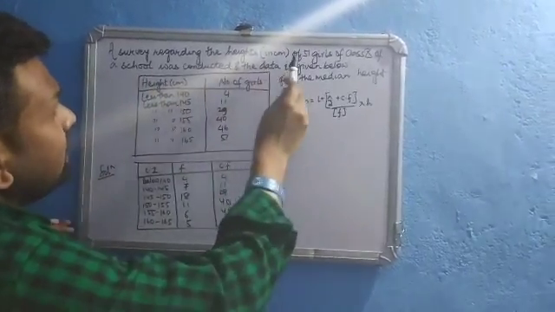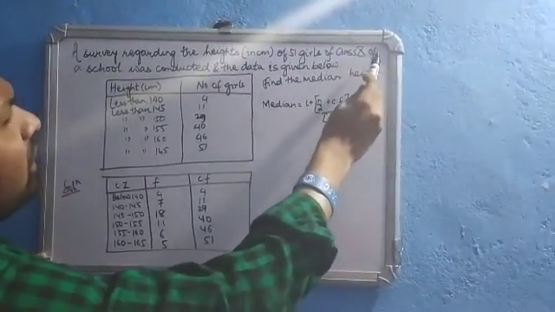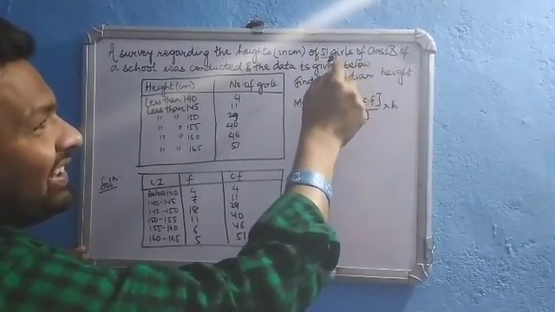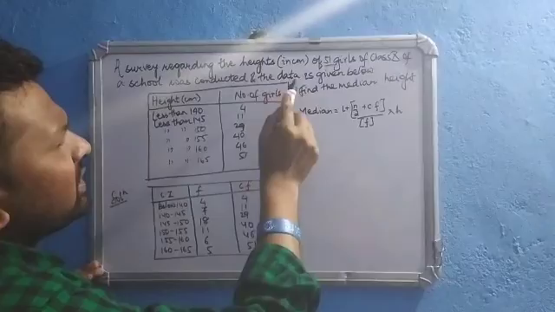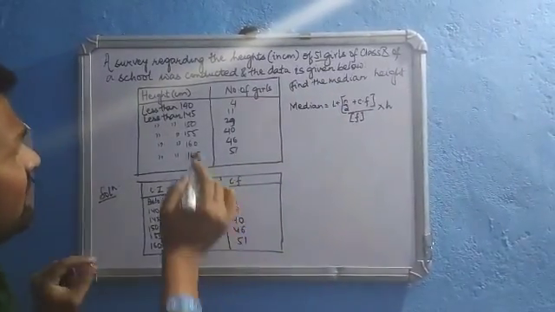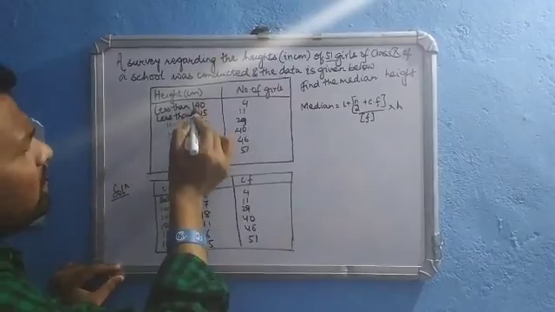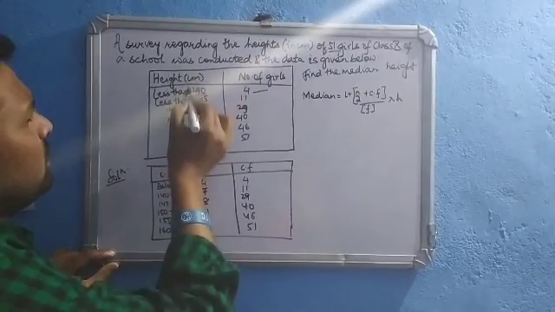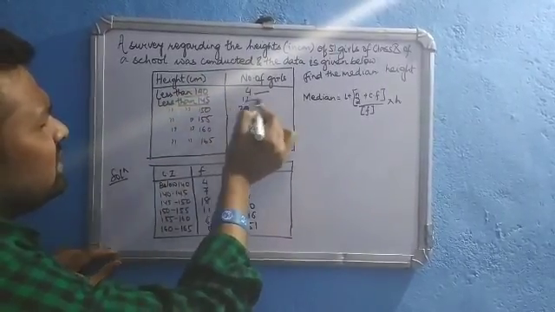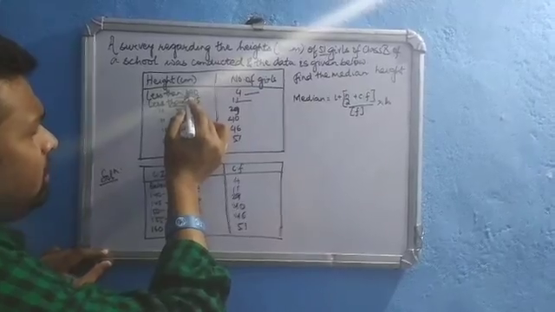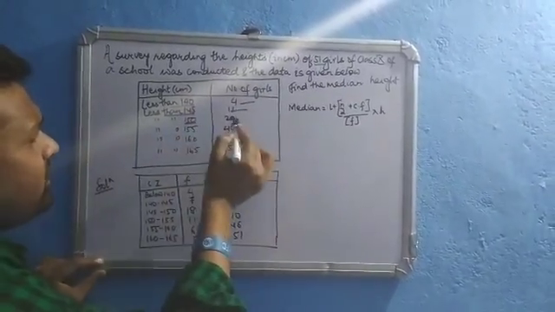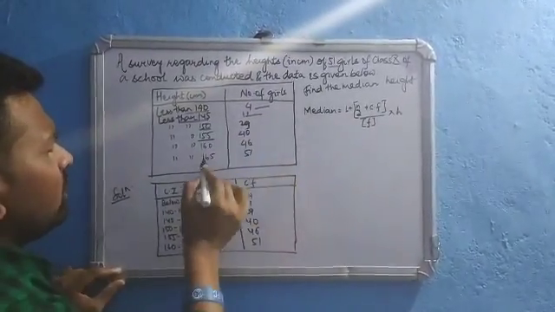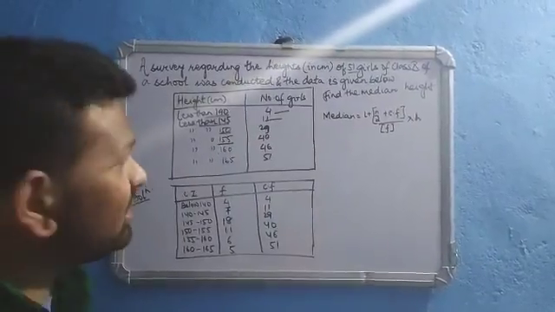A survey regarding the heights in centimeters of 51 girls of class 10 of a school was conducted and the data is given below. The data is in less than form, that is, the number of girls whose height is less than 140 is 4. The number of girls whose height is less than 145 is 11, and less than 150 is 29, and it goes on. Less than 155 is 40, less than 160 is 46, less than 165 is 51. This data is very clear.